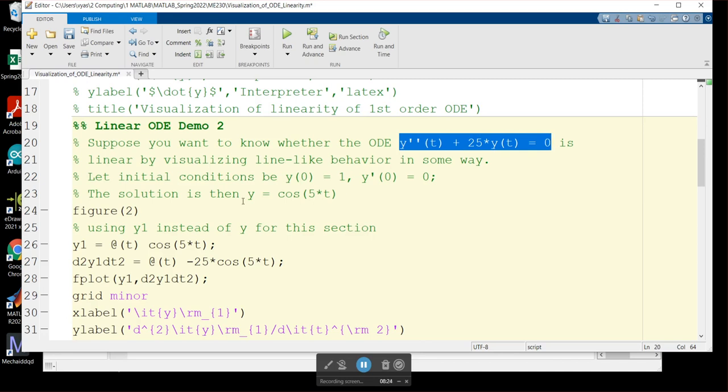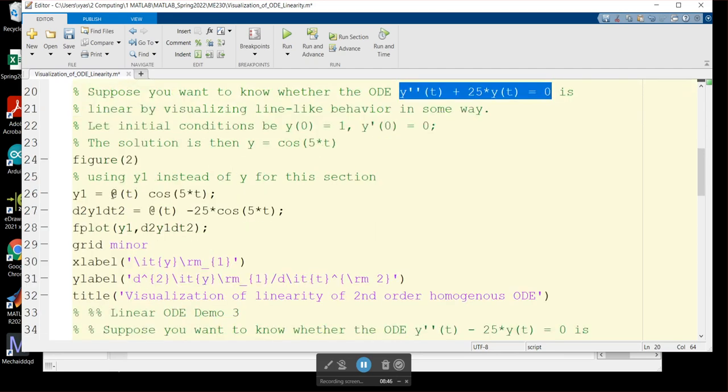But when I use the initial conditions, y of 0 equals 1, y prime of 0 is 0, I get just cosine of 5t. And you can verify, if I put t equals 0, I get cosine of 0, which is 1. y prime would be -5 times sine of 5t. And then if I plug in 0, I get y prime of 0 is 0. So I know that this is the right solution.